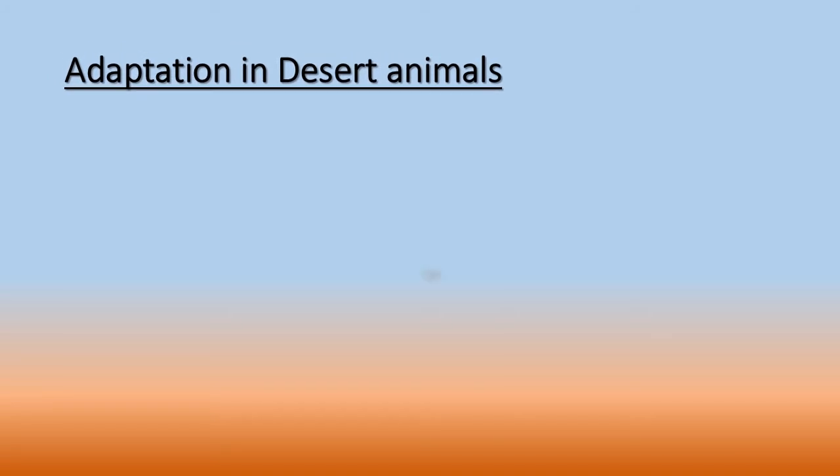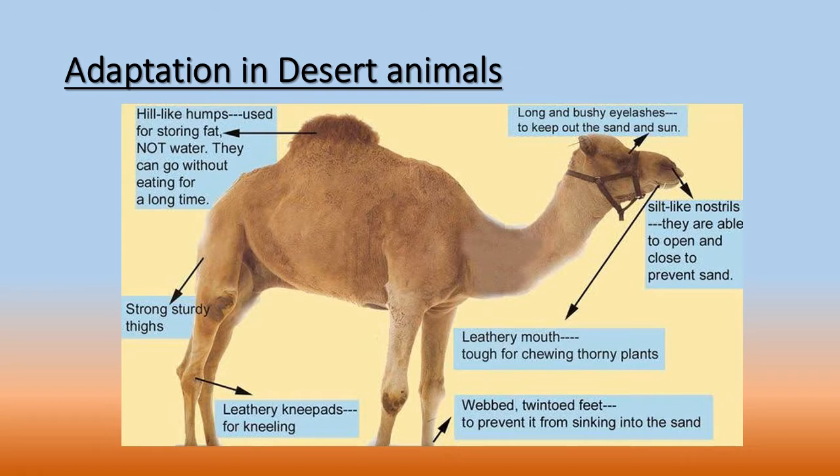Adaptations of the desert animals. We will see the ship of the desert, that is the camel. The hump-like structure is used for storing fat. It is not for storing water but for storing fat, and they can go without eating for a very long time. They have strong and sturdy legs, thighs. They have leather knee pads for kneeling so that they cannot feel the heat. The body is high above the ground so they don't feel the heat of the sand.